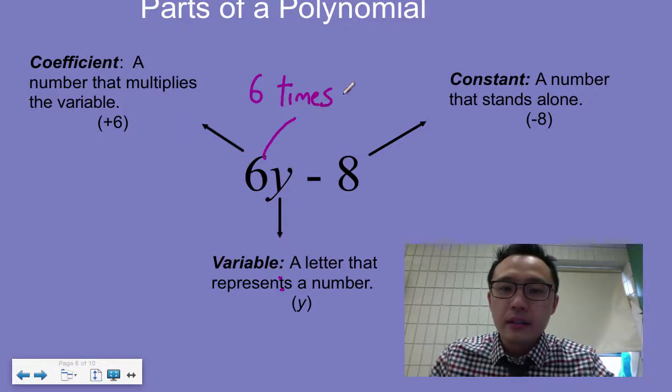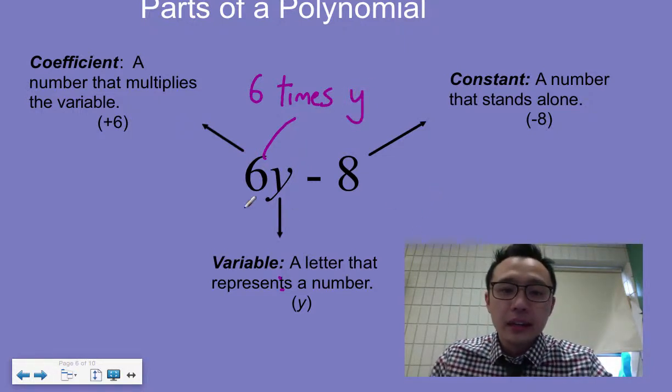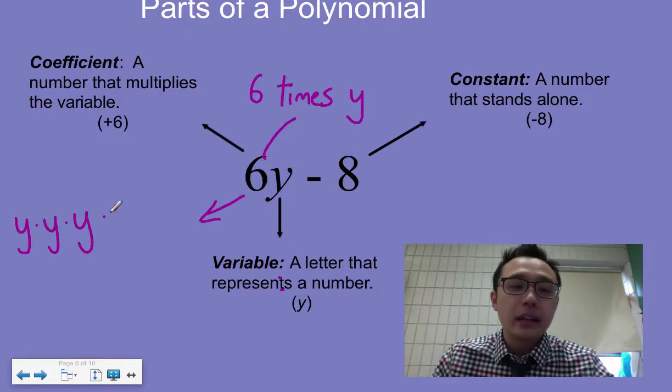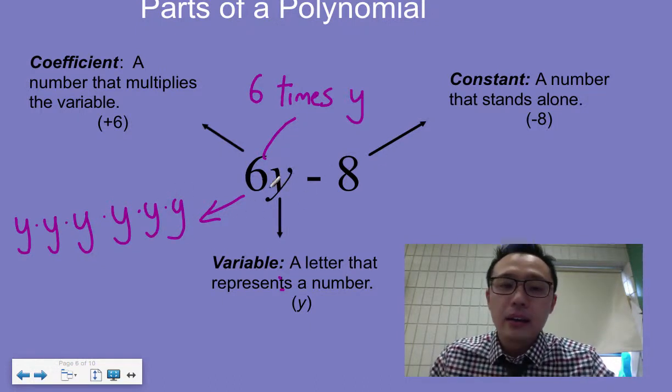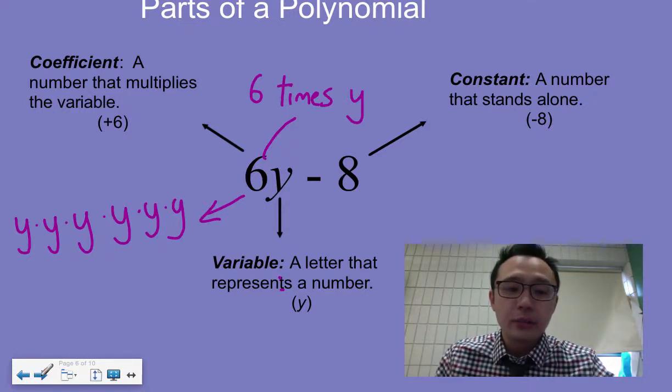If you remember from the powers or exponents unit, this is basically saying it's y times y times y times y times y times y. You have 6 of them. That's why it's called 6y. So you have 6y subtract 8. That's the parts of a polynomial.